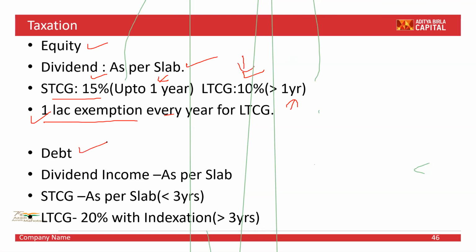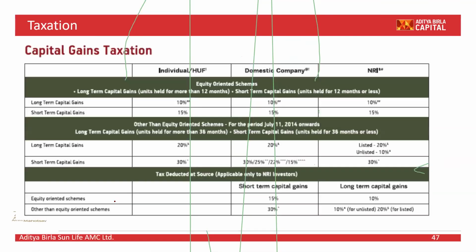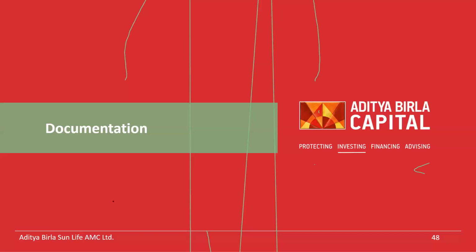Supposing you have selected debt schemes, then slabs are similar, a bit different over here. Short term is 3 years. Up to 3 years, it's short term. Above 3 years, it will be long term. So long term is 20% over here. This all is the capital gains chart. I'm not dwelling much on it. I already spoke on the earlier slide about this.